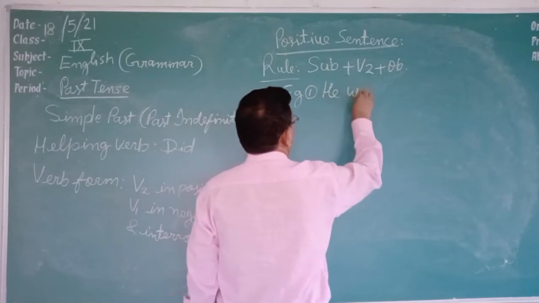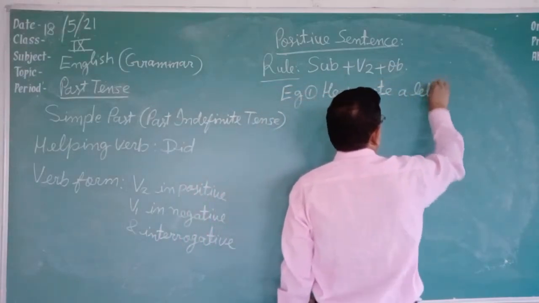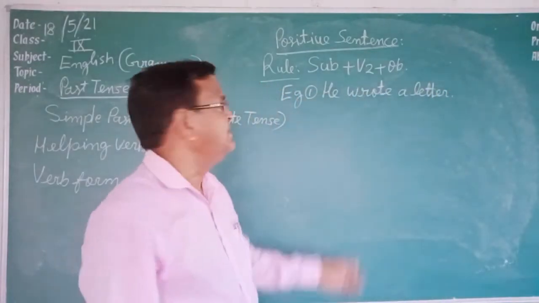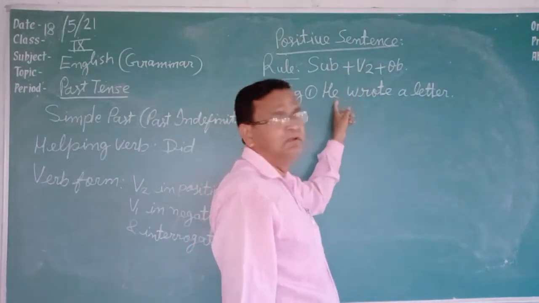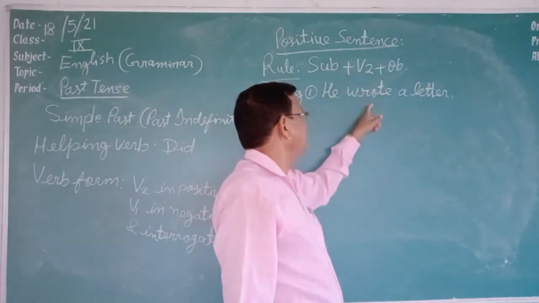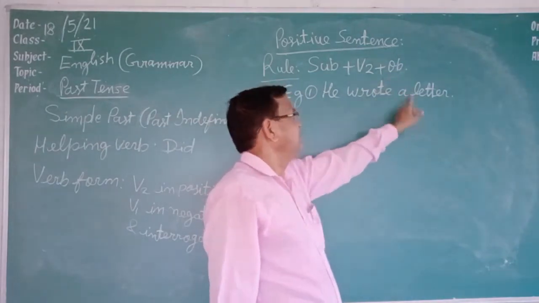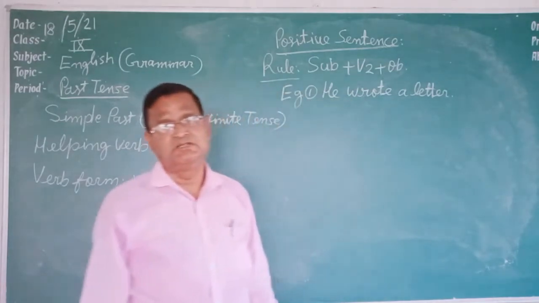He wrote a letter. See this sentence. He wrote a letter. According to the rule, the subject is he. Second form is wrote, right? Wrote is the second form. Then the object, a letter. So this sentence belongs to simple past.